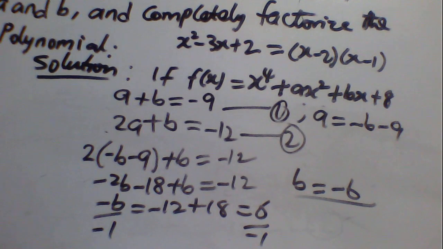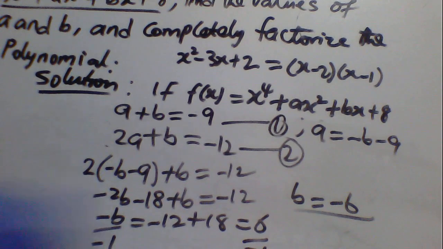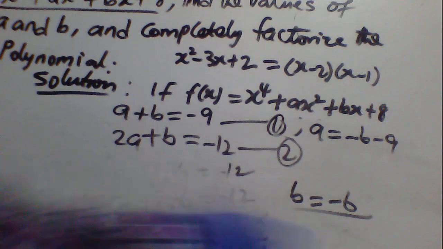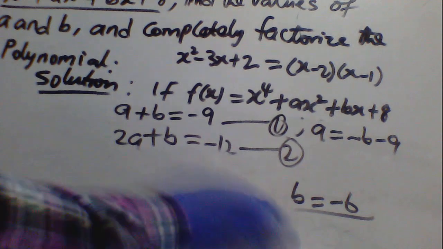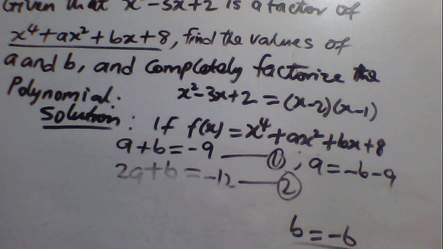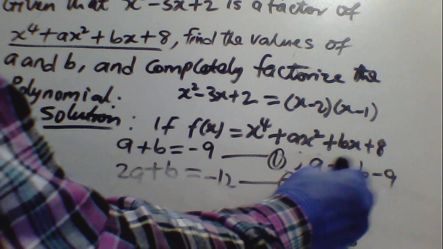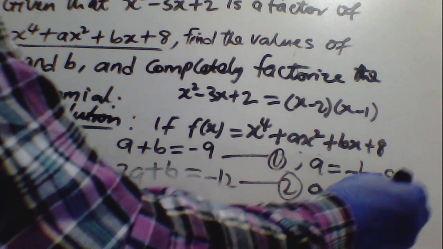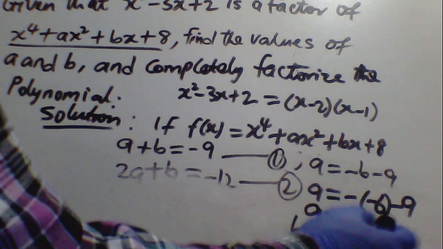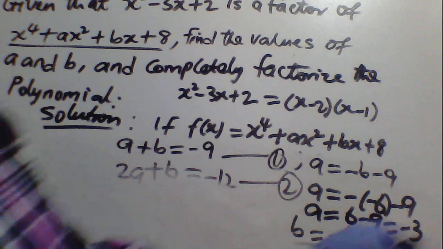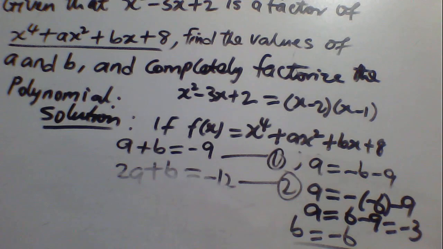So the next thing is, sorry. Now we have gotten B. Let's see if we can get A. So you come here, you put A. A is equal to minus 6 minus 9, and that gives us minus 3. So we have gotten A and B.